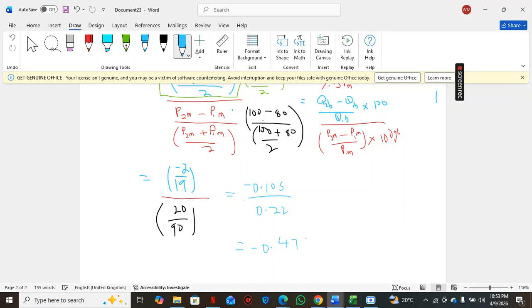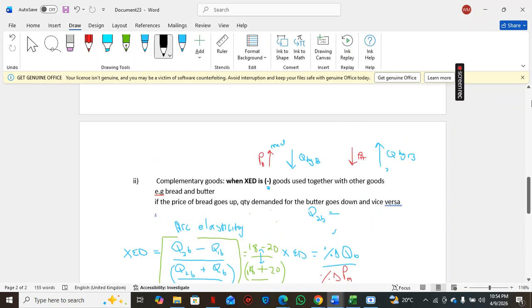Okay. So here, our cross price elasticity of demand is negative. It is telling us that these goods are complementary goods. When the price of meat goes up, you find the quantity demanded of bread goes down. Since people are buying less meat, they're not going to need bread, so quantity demanded of bread goes down. Any questions, colleagues?